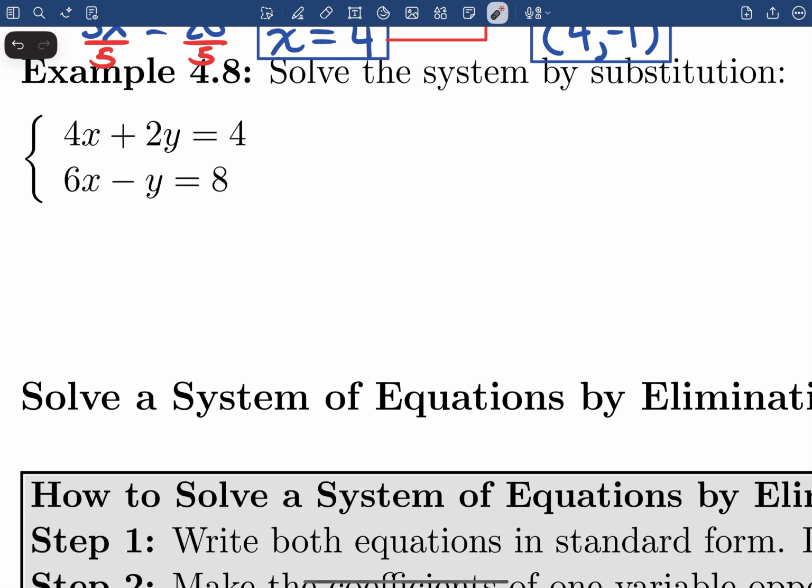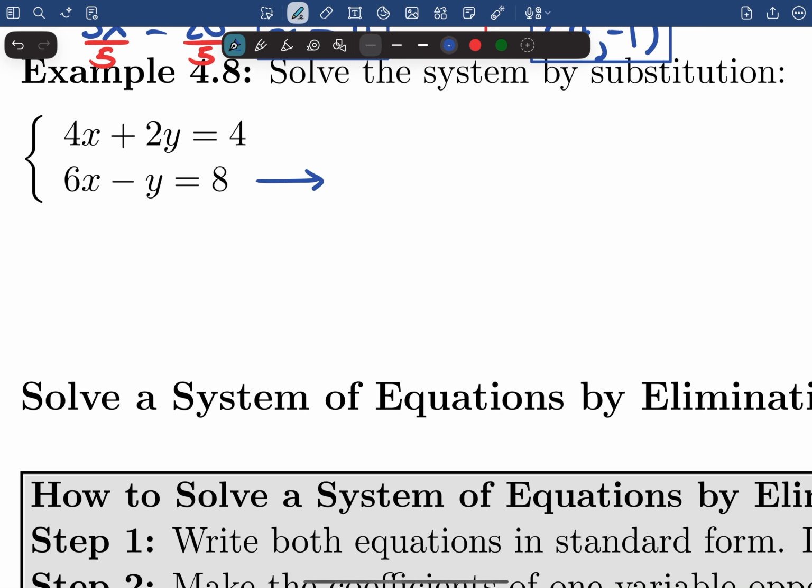Now, when I look at the system of equations here, I see 4x, a 2y, a 6x, and a negative y. Well, I always try to look for the easiest variable to solve for. And in this case, I would say negative y is the easiest one to solve for. In fact, I could add y from left to right and subtract 8 from right to left, and I would have solved for y. Okay, so always look for the easiest variable to solve for. So I'll show you explicitly what I'm doing. I'm adding y from left to right, and I'm also subtracting 8 from right to left. And so now I've solved for y. Y equals 6x minus 8.